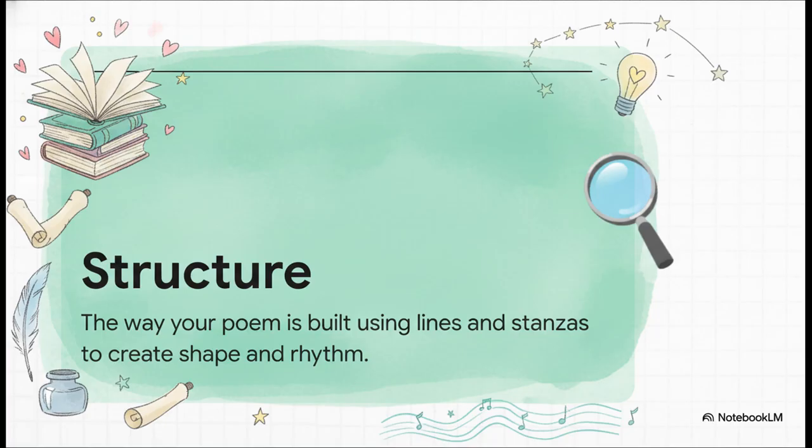First up is structure. The easiest way to think about this is like it's the blueprint for your poem. It's how you organize your ideas into lines and then into groups of lines, we call those stanzas, to give your poem its own unique shape and rhythm.